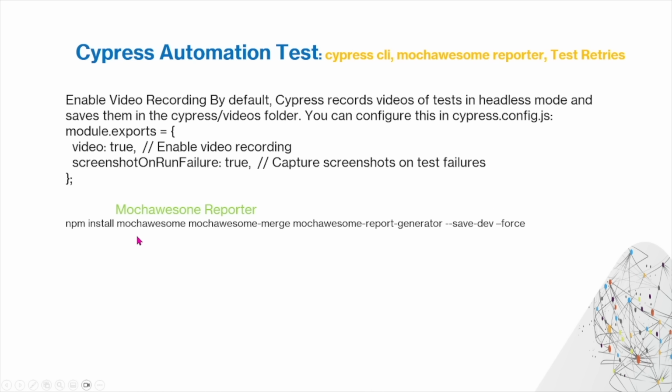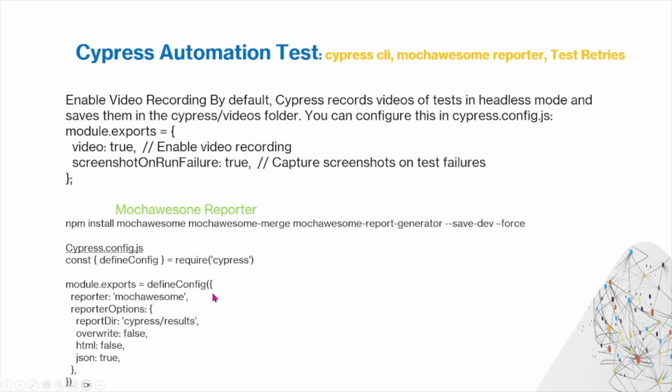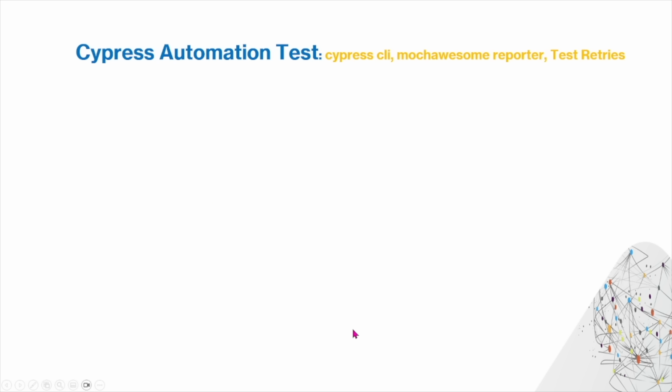You're going to enable video recording and screenshot captures on test failures. There's also another thing called Mochawesome reports. What this does is it basically creates a report based off of your headless runs. Again, you would have to use a config file, and you would use this command to install the package. Within your config file, you would have to set these following things. And to run it in the command line, you would use this command right here.